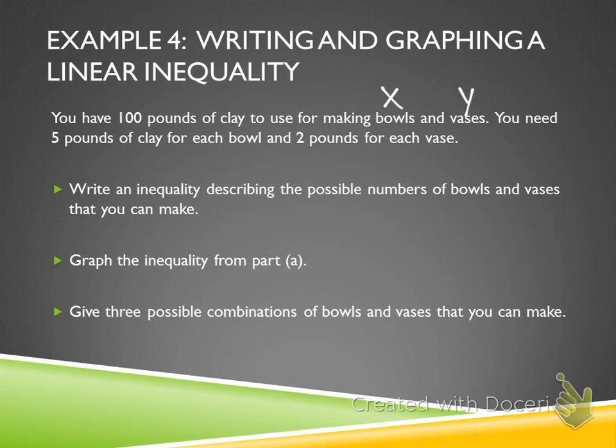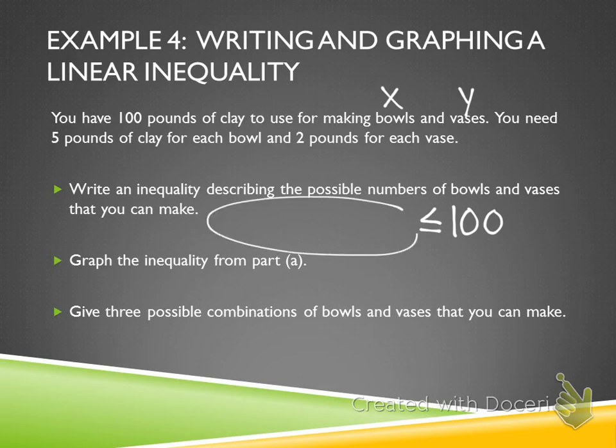Well, on one side of the inequality, we're going to have our total. What's our total? What's our total pounds? It's 100. Okay, can we have more than 100? No, it's got to be either less than or equal to 100 pounds, right? If I plan out 105 pounds, guess what's going to happen? I'm going to run out of clay, right? I only have 100 pounds of clay. So that's how you figure out if your inequality needs to be less than or greater than.